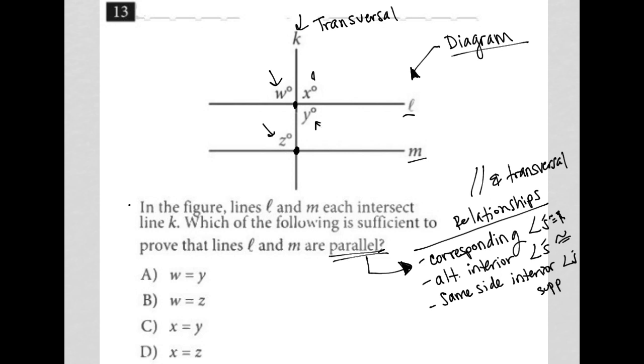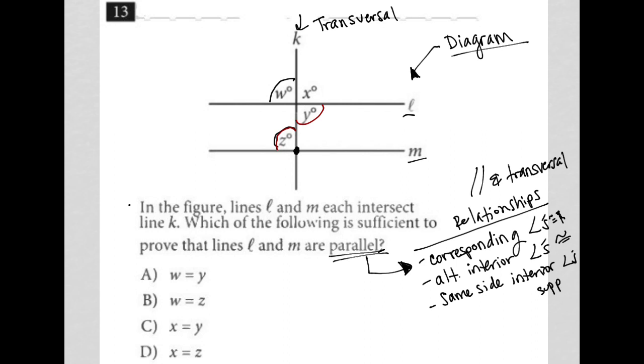So let's use this question for a little bit of review. So W and Z would be considered corresponding angles. If those are equal to each other, then we would know that L and M are parallel. Y, I use a different color. Y and Z are alternate interior angles. If those two angles were equal to each other, we would also know that lines L and M are parallel. That's really all we have here to go off of to be able to tell that lines L and M are parallel. So let's see the answer choices.